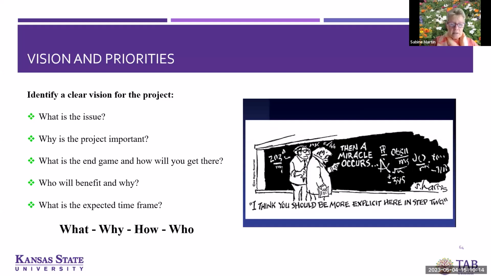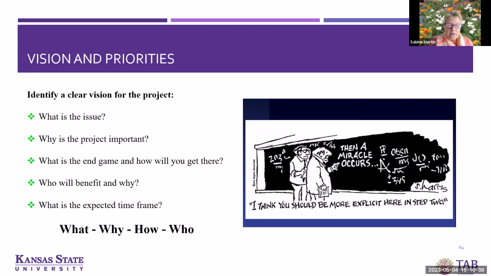Vision and priorities. You need to know what the issue is. Why are you doing this whole thing, right? Why are you asking EPA for money? Why are you tackling this project? Why is this project so important to the community? What will be the end result? What is the end game? How will you get there? So you need to have a plan. Who will benefit and why? And that's very important for the project. And what is the expected time frame?